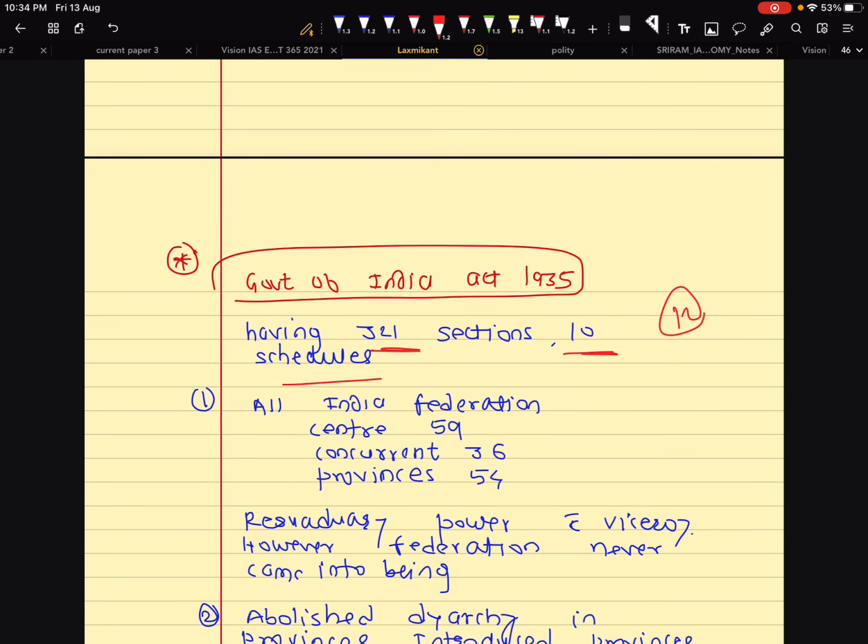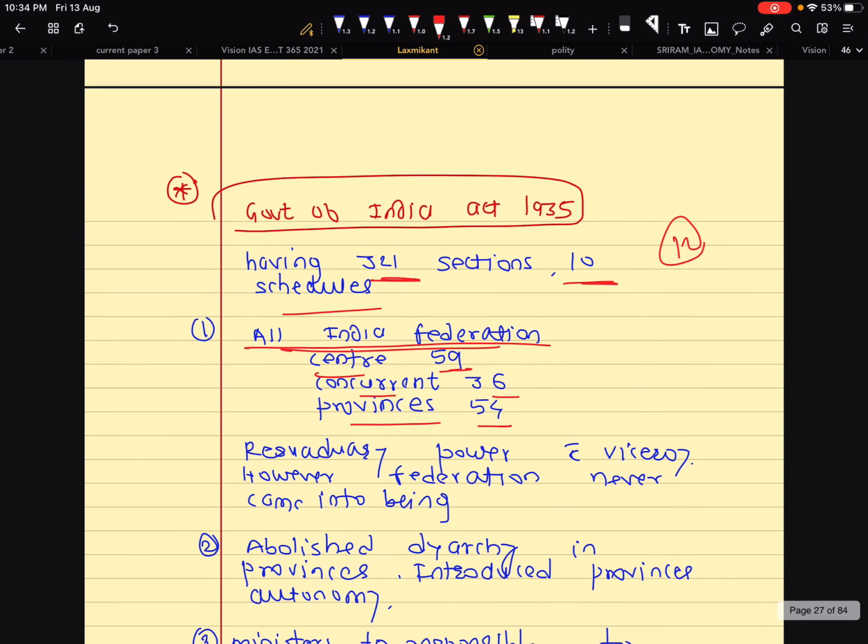Then how was the structure? They wanted to establish the All India Federation. This can be an MCQ. Remember, with this 1935 Act there was a provision to establish the All India Federation. So how was the structure? The Center had 59 subjects, the concurrent list had 36, while the provinces had 56 subjects. Means that in these subjects they could make laws. Then the residuary power was with the Viceroy.